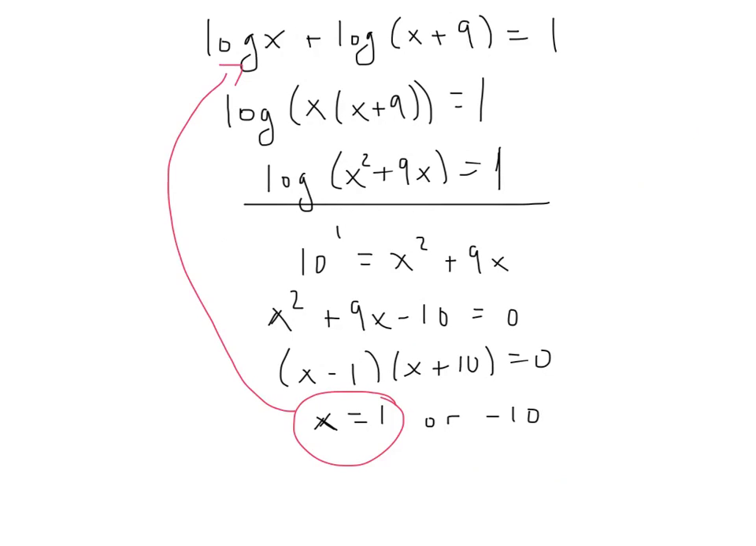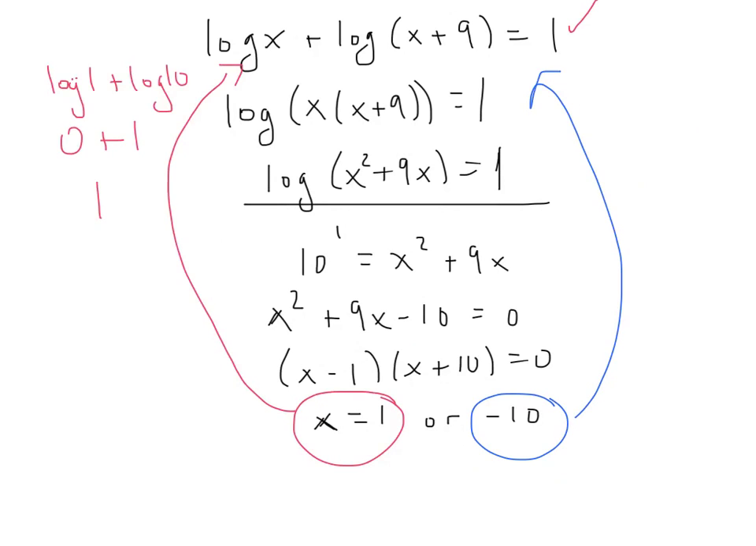I'll plug that back in up here, and I get log of 1 plus log of 10. Well, log of 1, that's 0. Log of 10 is 1. And 0 plus 1 is 1, which is good because that's what we're looking for right up here. However, when we try negative 10 up in here, we get a log of negative 10 plus log of negative 1. And we can't actually do the logarithm of a negative number, so this negative 10 answer is not actually a solution to the problem. The only answer is x equals 1.